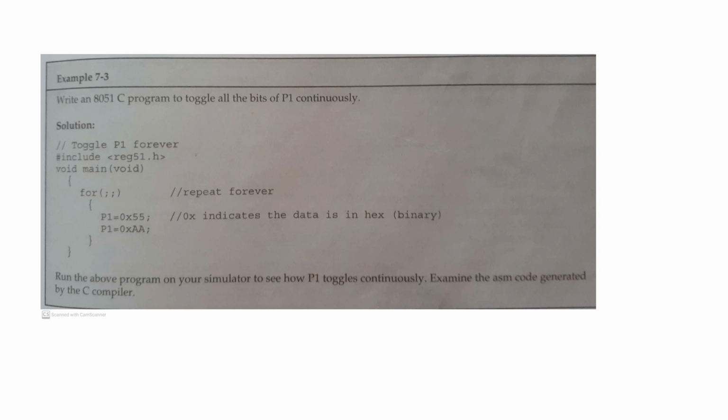Now first we are assigning 0x55. It is a way of representing hexadecimal values in C. To represent hex values in C, we need to use 0x. Until now we have used 55H and AAH to represent hexadecimal values. In C programming, you need to represent them with 0x. So first we are assigning 0x55 to port 1, then we are assigning 0xAA to port 1.